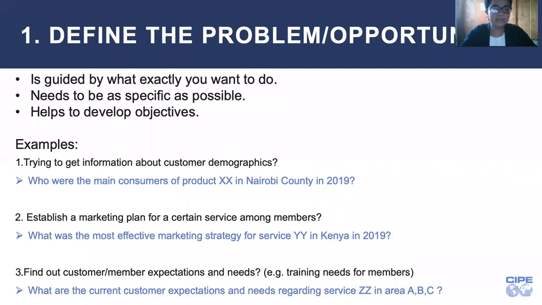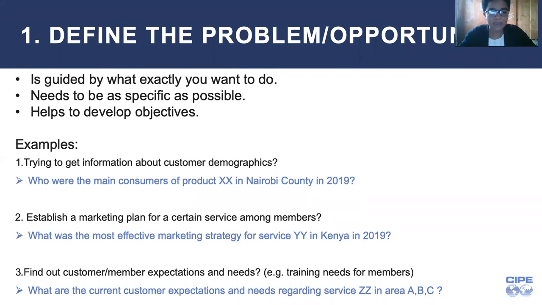The second example could be that you're trying to establish a marketing plan for a certain service among the members. You want to introduce an online service where people can order specific products, like the restaurant businesses that are now turning to online and introducing delivery services, and you're trying to figure out how to market it. So you can say something like, what was the most effective marketing strategy for a certain service in the country in 2019? You can use a past marketing strategy that was effective before and use it for the next period.